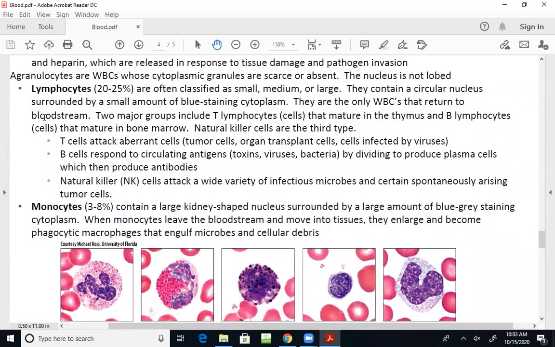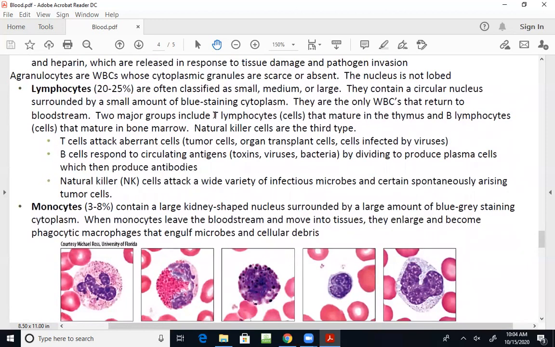They are also considered to be the major soldiers of the entire immune system, which is the system that helps protect us against microbes and bacteria and viruses and that kind of stuff. There are 3 types. The two that are the most prominent, most important are what we call T lymphocytes or T cells, and then the B cells or B lymphocytes.